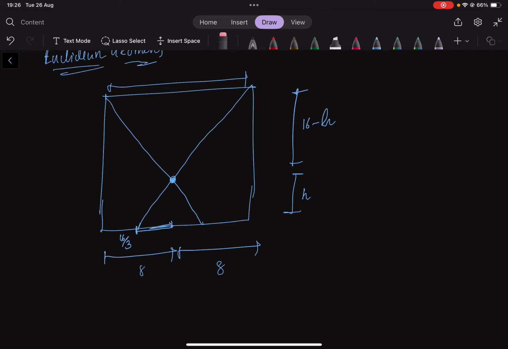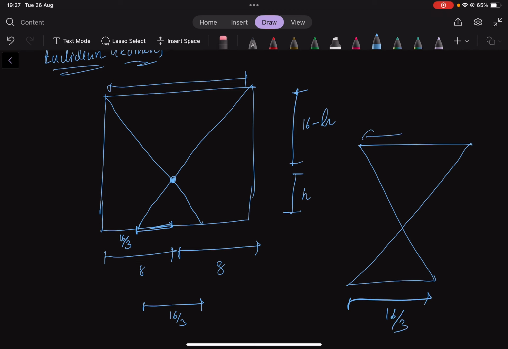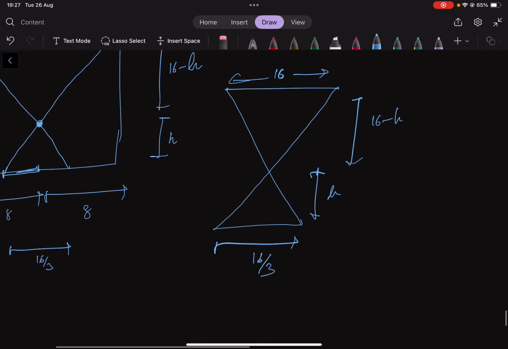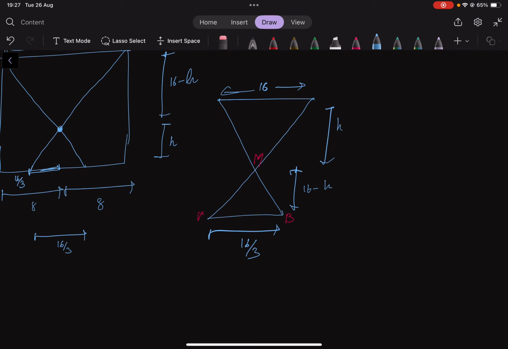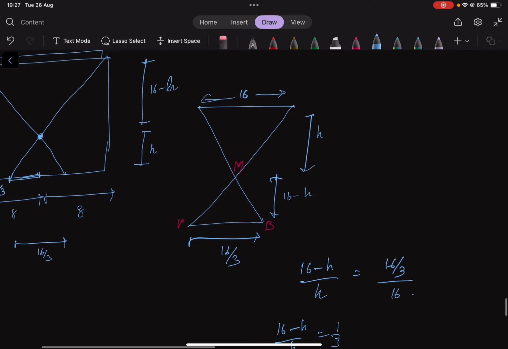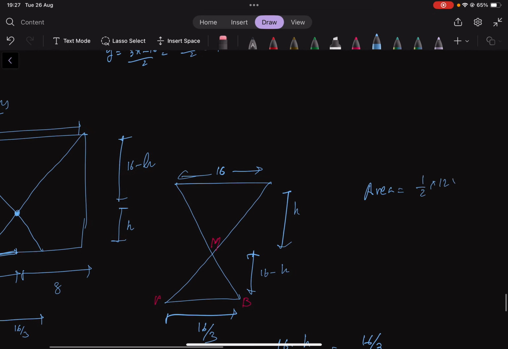So we know that this side length is 16 by 3, this total length is 16, this height is h, and this height is 16 minus h. Now the ratio of heights will be equal to the corresponding side length ratio. So 16 minus h by h will be 1 by 3. That means 48 minus 3h is h, so 4h is 48, which means h is 12. If h is 12, the area will be half into 12 into 16, which is 96.